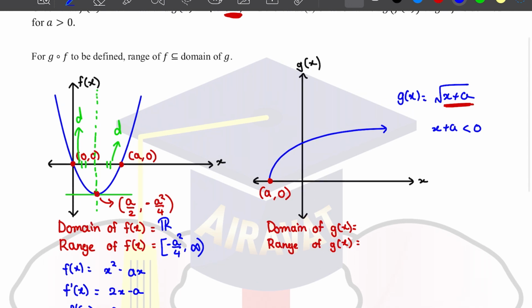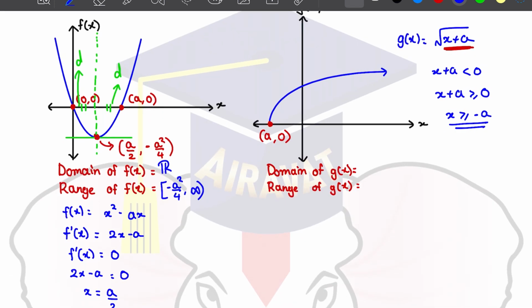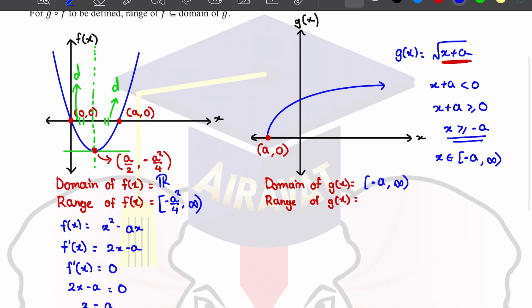Okay, so we know that our condition for this function to be defined is x plus a is greater than or equal to 0, meaning that x is greater than or equal to negative a. Or, in a different syntax, we can say that x belongs to negative a to infinity. So the domain of g of x is negative a to infinity. Now, what about the range? Well, the range is just starting from 0, the minimum y value in this function, and going all the way to infinity. So the range of this would be 0 to infinity.